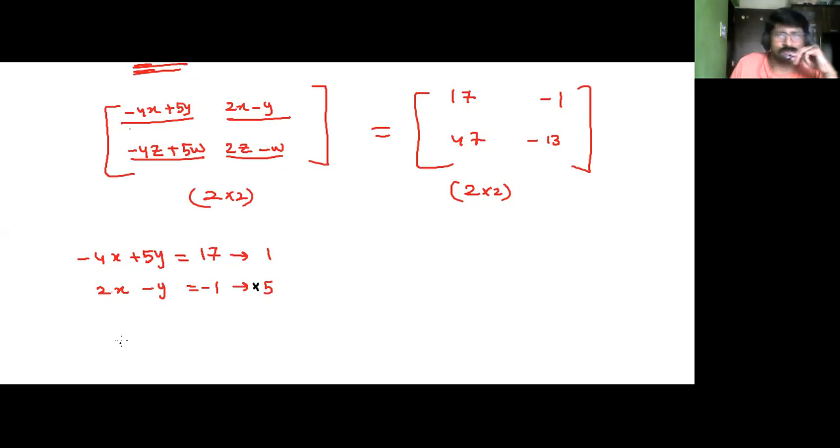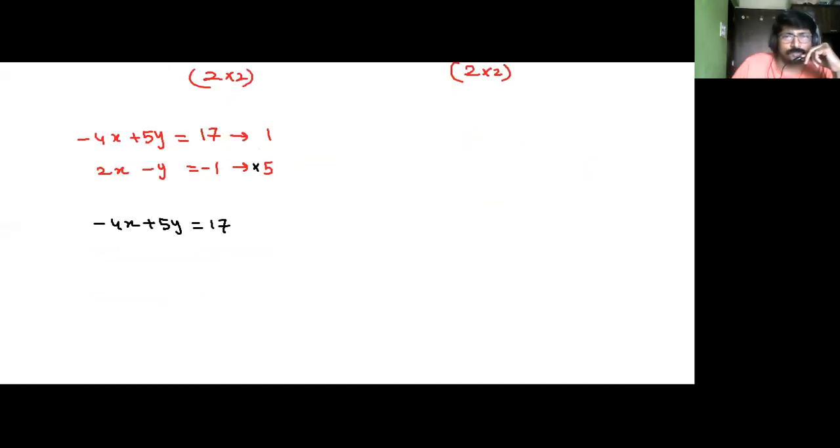Okay, what happens? Minus 4x plus 5y is equal to 17 as equation number 1. I copy pasted over here. And what will happen with this equation number 2? 5 into 2x, 10x. And 5 into negative y will become negative 5y. And 5 into minus 1 will become negative 5. I hope you guys got this. So 5y and 5 will get cancelled. So this will become 6x is equal to 12. So x is equal to 2.